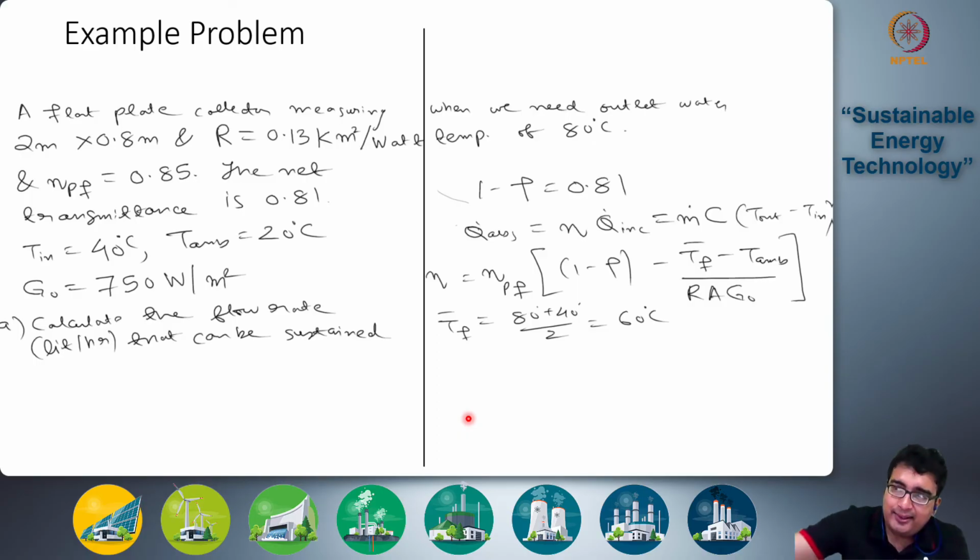We will look at another example problem. Here we have a flat plate collector measuring 2 meter cross 0.8 meters. So the length is 2 meters and the breadth is 0.8 meters. The thermal resistance is 0.13 Kelvin meter square per watt. This is the unit of your resistance, and the efficiency of the plate to fluid efficiency.